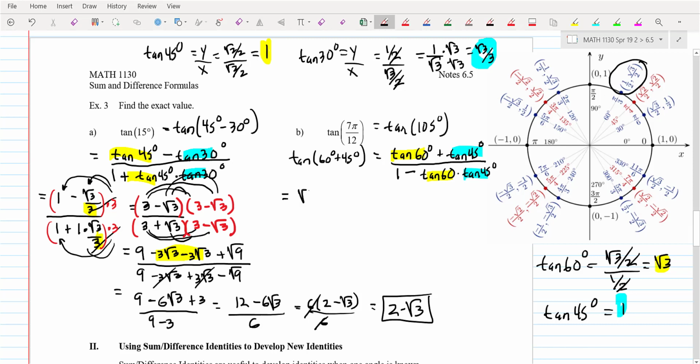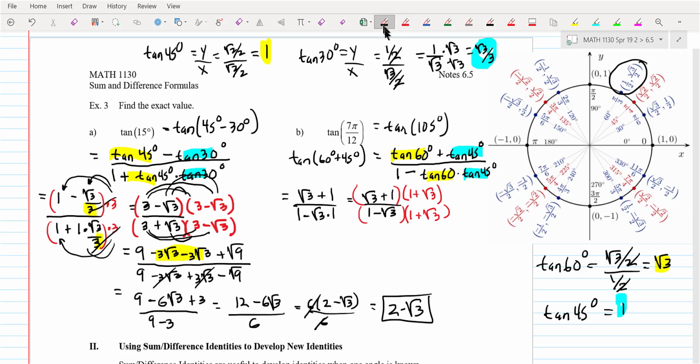So what we'll end up having is square root of 3 plus 1 in the numerator. The denominator will be 1 minus square root of 3 times 1. So we end up with root 3 plus 1 over 1 minus root 3 like that. Okay, now again, you don't have the complex fraction like we had the last problem, but you do have to rationalize. So how do you rationalize this one? What do you multiply by? 1 plus square root of 3. It's always the denominator you look at. So you're looking at the conjugate of the denominator. So multiply both the top and bottom by 1 plus square root of 3 like that.